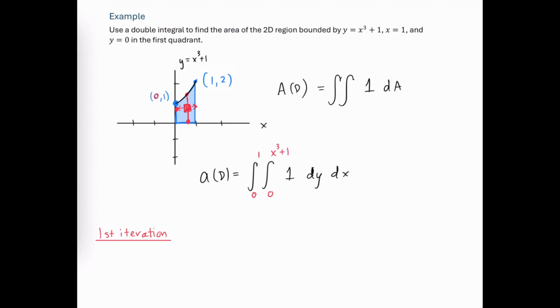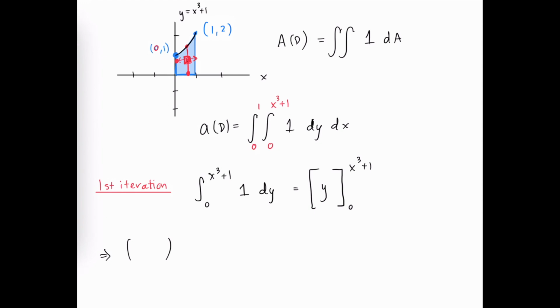And now we're ready to integrate, so let's look at this first iteration. From 0 to x cubed plus 1 of 1 dy. So the antiderivative is just y, and we evaluate from 0 to x cubed plus 1. We plug in our upper limit of x cubed plus 1 into the y value, and then from that we subtract the lower limit, which is just 0, and we have x cubed plus 1, which is going to be the integrand for the second iteration.